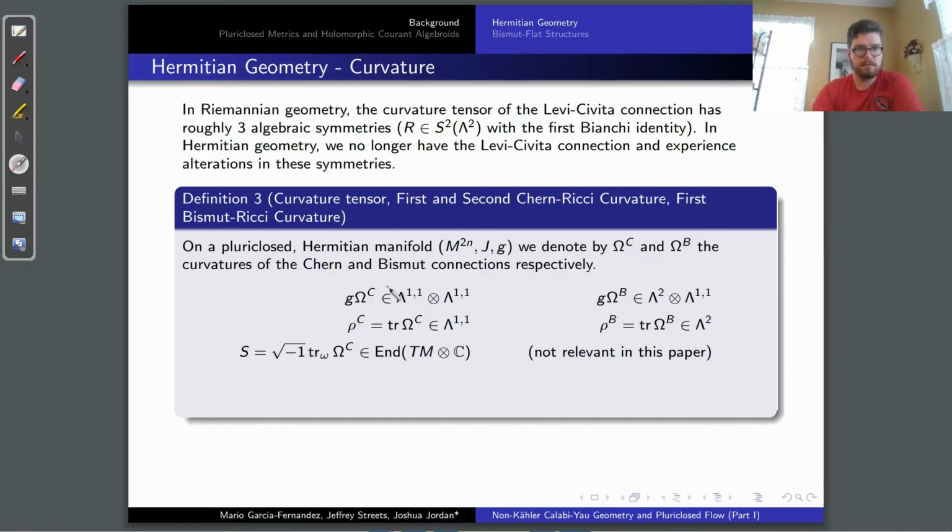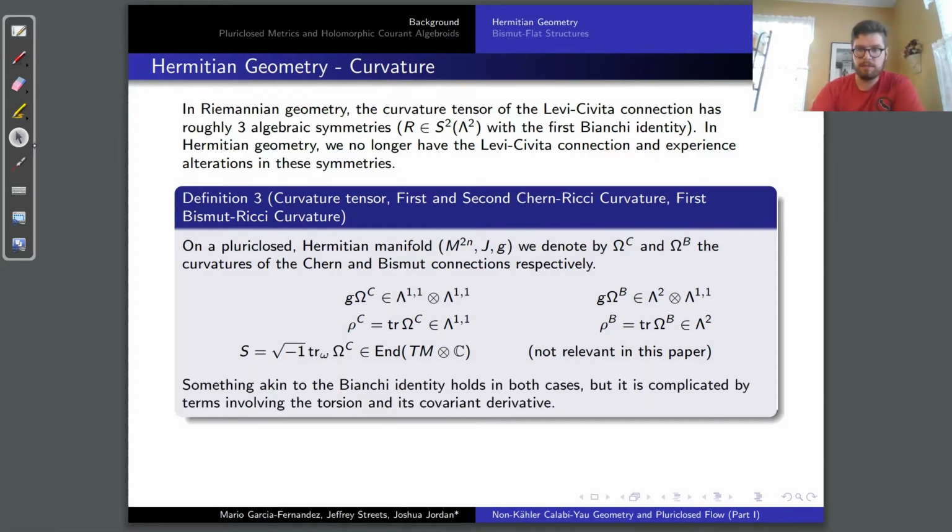Let me see if I can go back to clicking. There we go. Something akin to a Bianchi identity holds for both of these guys, but they're a little complicated because our connections aren't torsion-free. So the easiest one is for the Chern connection, and you're just left with the covariant derivative of the Chern torsion.